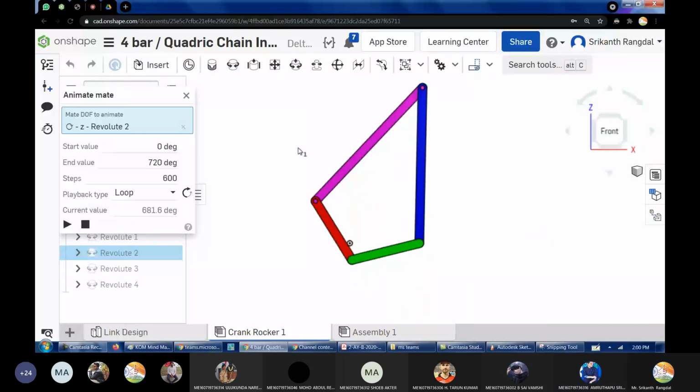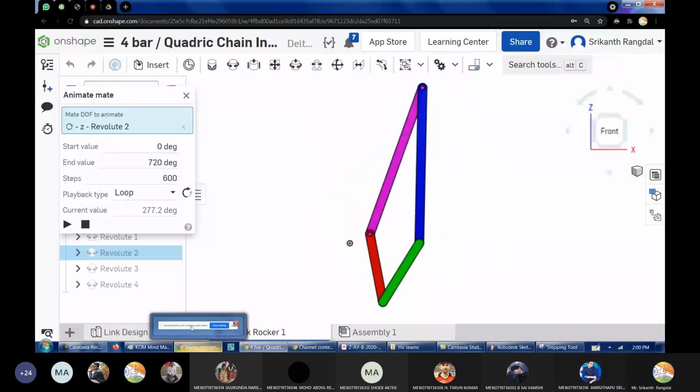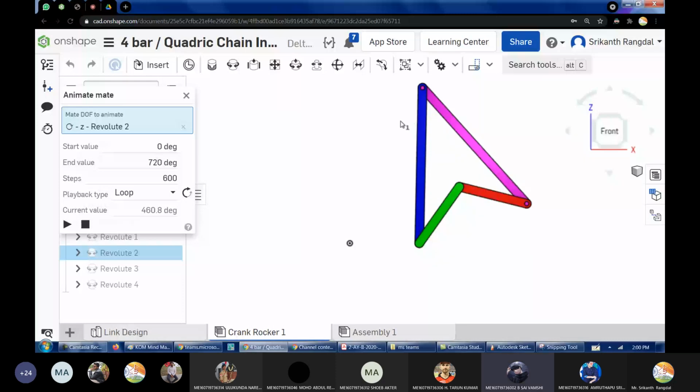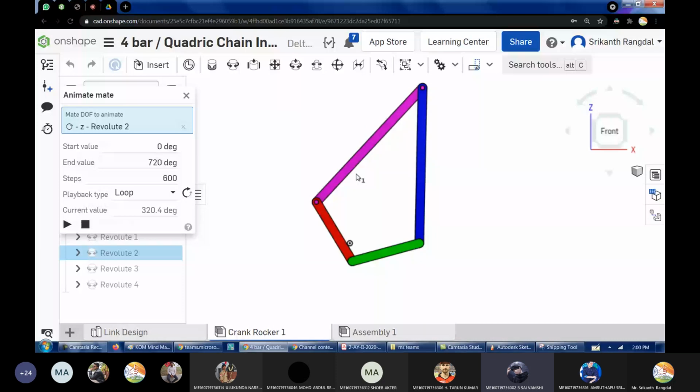Oscillations. So in the previous case also we got oscillations. The oscillating links were called rockers. So the pink link is working as a rocker. But what is special about this rocker compared to the previous? It is rotating half a rotation.